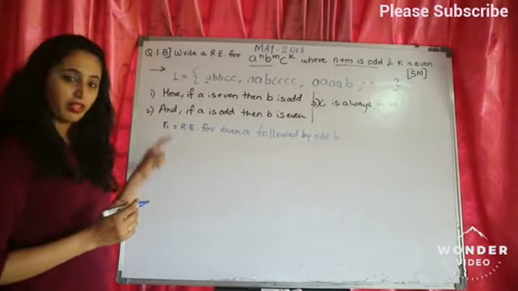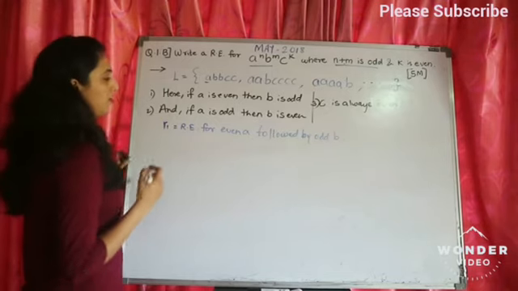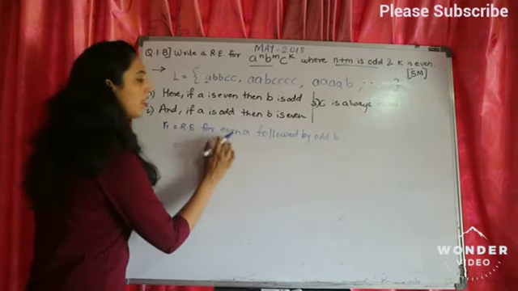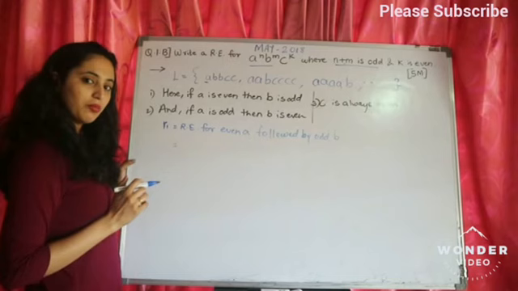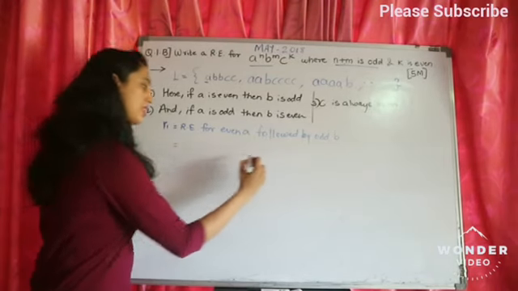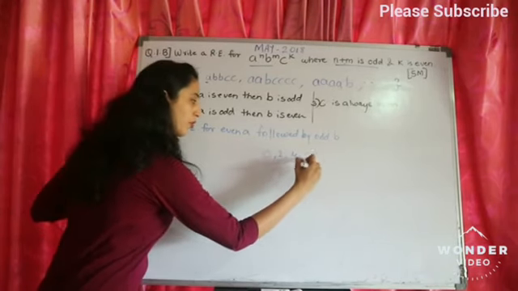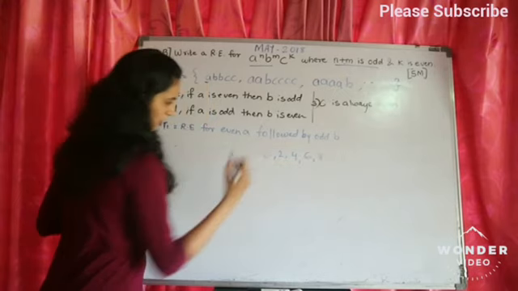I will identify the regular expression for this. Now, what is the regular expression? It can be even number of A. First of all, even number of A. So, even number can be 0, 2, 4, 6, 8, and so on.